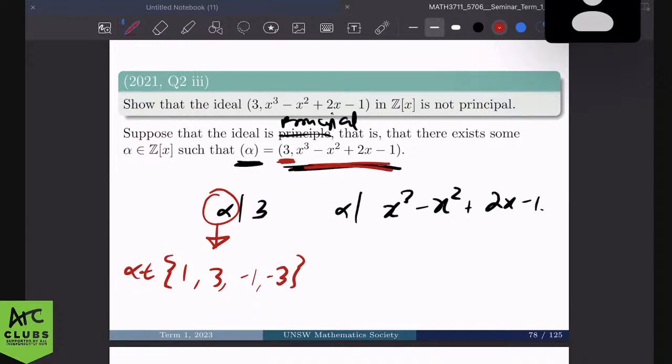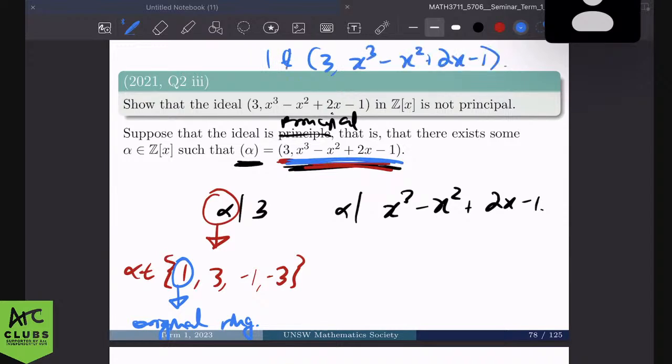If alpha equals 1, then it's the ideal generated by 1, which means it's the set of all multiples of 1, which is just the original ring. Okay, so yeah, it's the original ring, which means we've got a bit of an issue, because obviously this is not the entire ring, because 1, for example, cannot be generated from 3 and x cubed.